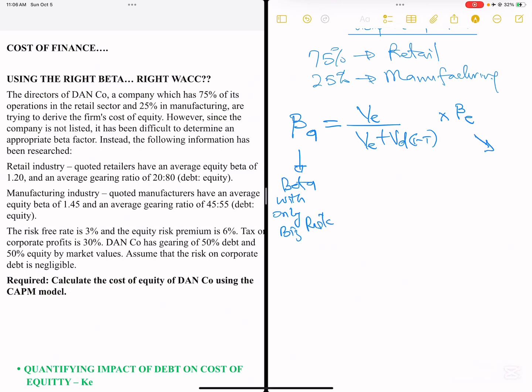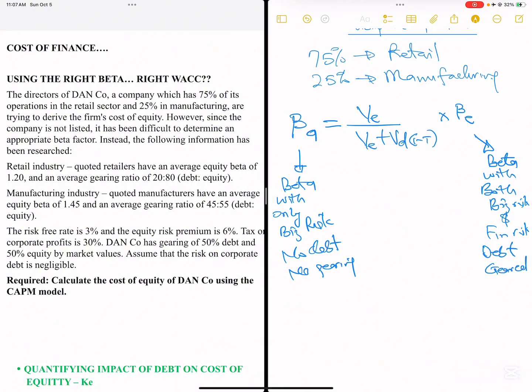Whereas equity beta is the beta that has considered both the business risk inherent in the industry and the finance risk. So there is no debt here, that is no gearing, if you are talking about asset beta, but here there is a presence of debt, so this company is geared. So equity beta is your geared beta, that's another way to call it, while asset beta is your beta without gearing at all. So very important to take note of this.